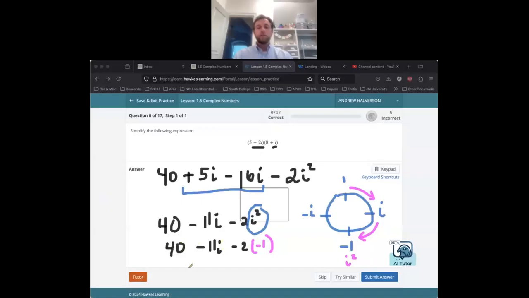And so this gives us what? Now I'm going to switch over to typing because my handwriting is getting bad. 40 minus 11i. -2 times -1 is +2. So we can add the 2 and the 40, and that's going to give us 42 minus 11i. And that's going to be the answer right there. Any questions on this process?